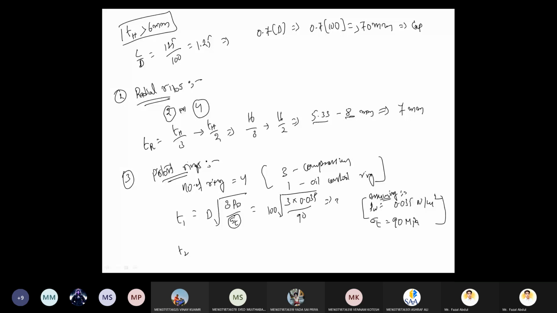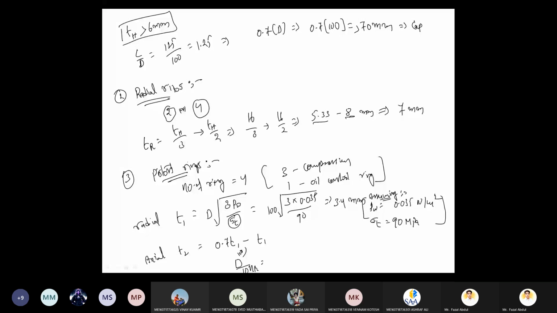Now this is T1, the radial thickness. Now for the axial thickness, we have two relations. One relation is 0.7 T1 to T1, or D by 10 into number of rings. So first I'm calculating with the first relation, 0.7 into T1.